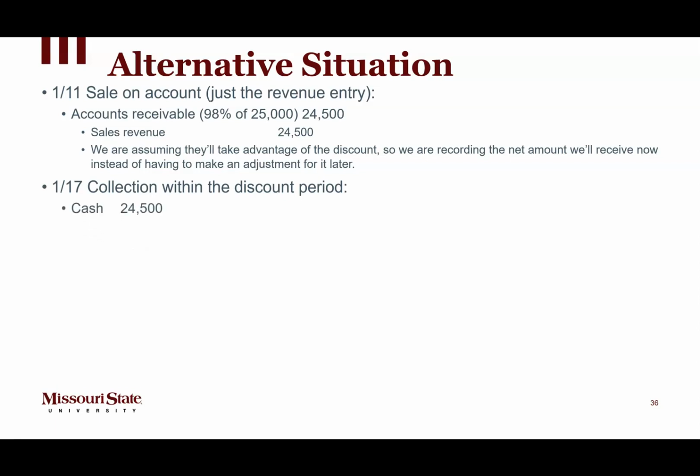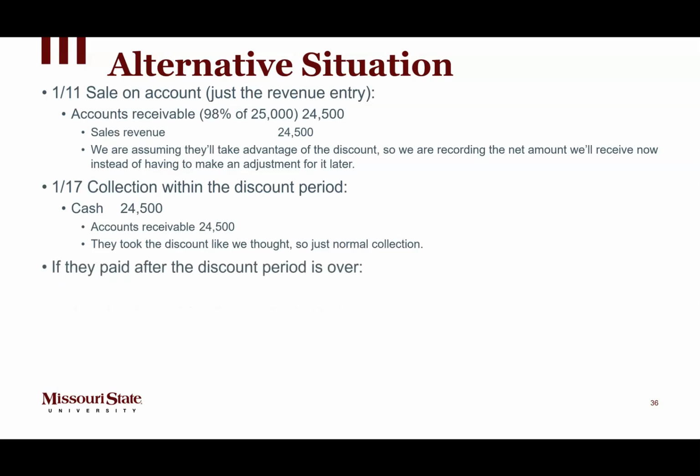So if we get to collect within that discount period, if they pay within that period, then we're going to do this. We're going to debit cash for $24,500. We're going to credit accounts receivable for $24,500. They took the discount, so just like we thought, it's just a normal collection.